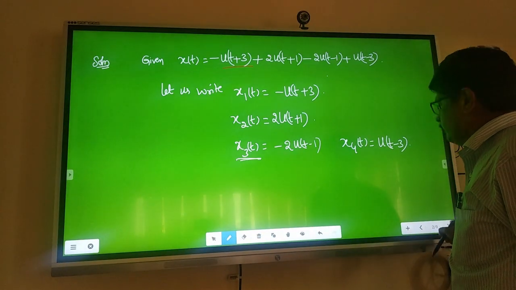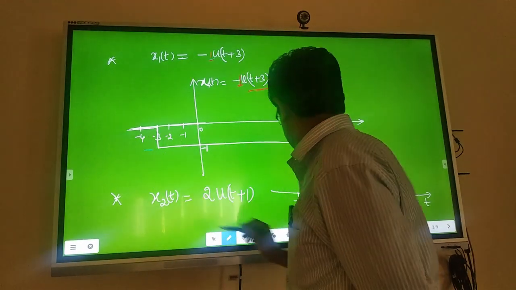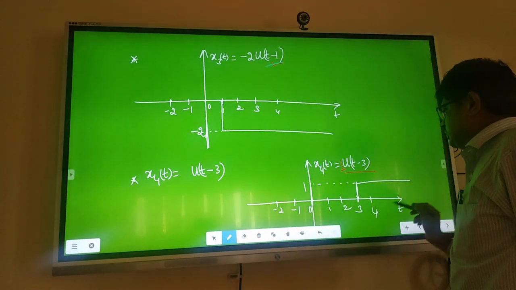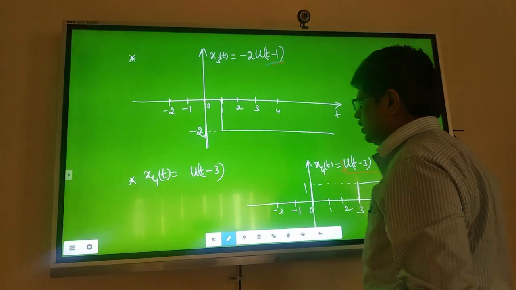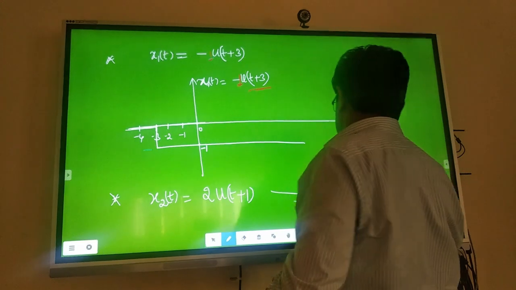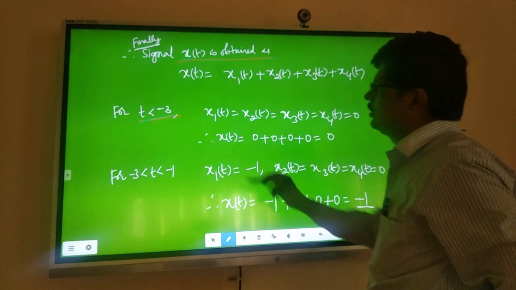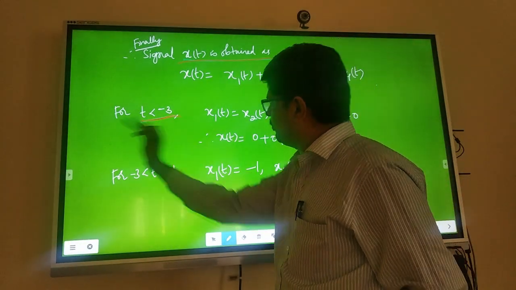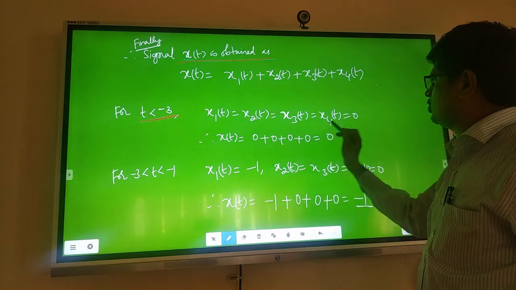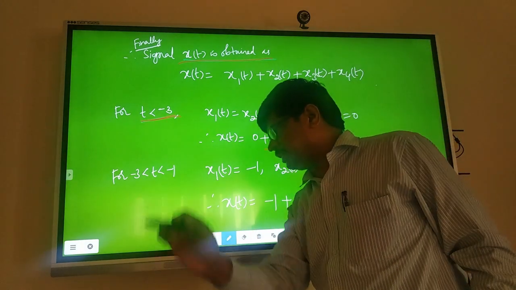Now start mathematically, for t less than minus 3. Look at all 4 graphs, where each starts from the negative end. Here it starts from minus 3, here from minus 1, here from plus 1, here from plus 3. Start from the negative most end, that is minus 3. For t less than minus 3, is anything there? Nothing is there. Therefore, for t less than minus 3, x1(t) is 0, x2(t) is 0, x3(t) is 0, x4(t) is 0. Therefore, x(t) is equal to 0 for t less than minus 3.